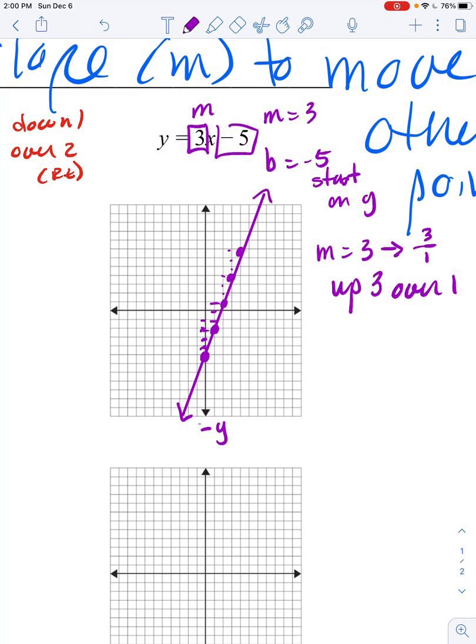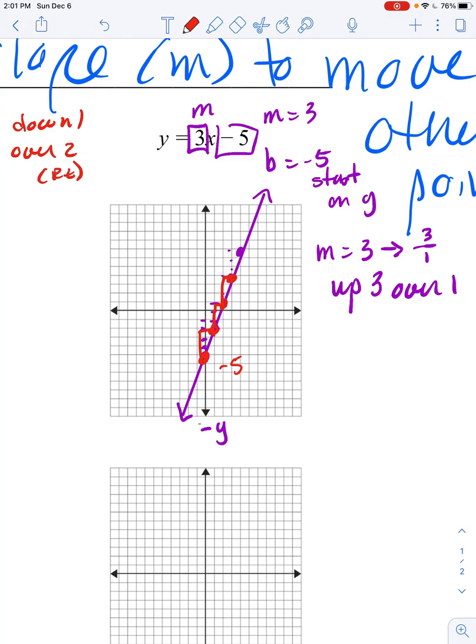So what you'll have to do is be really precise, because I'm not going to be looking at your graph, and if you just have this wobbly thing going anywhere, I'm not going to give you the points. So make sure that you make it really obvious, like, hello, I am starting down here at -5, up 3 over 1, up 3 over 1, up 3 over 1.